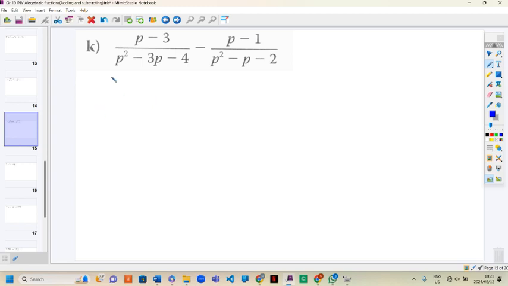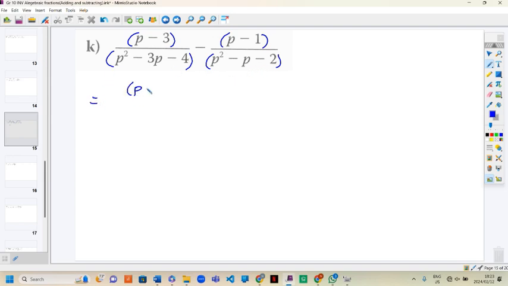Firstly, I see I've got more than one term, so I'm going to cover them nicely. Now I notice something here. What is that? That is a trinomial. Fantastic. I'm going to factorize that. What is this at the bottom? That is another trinomial. I'm going to factorize it as well.